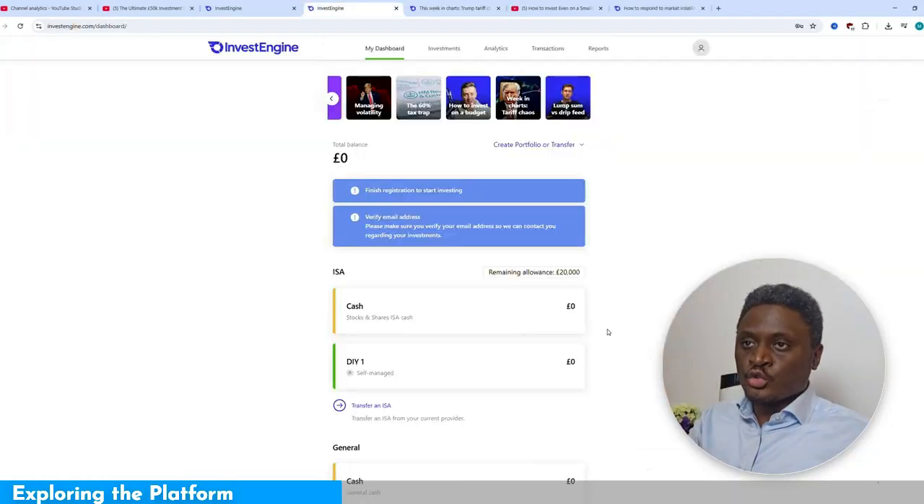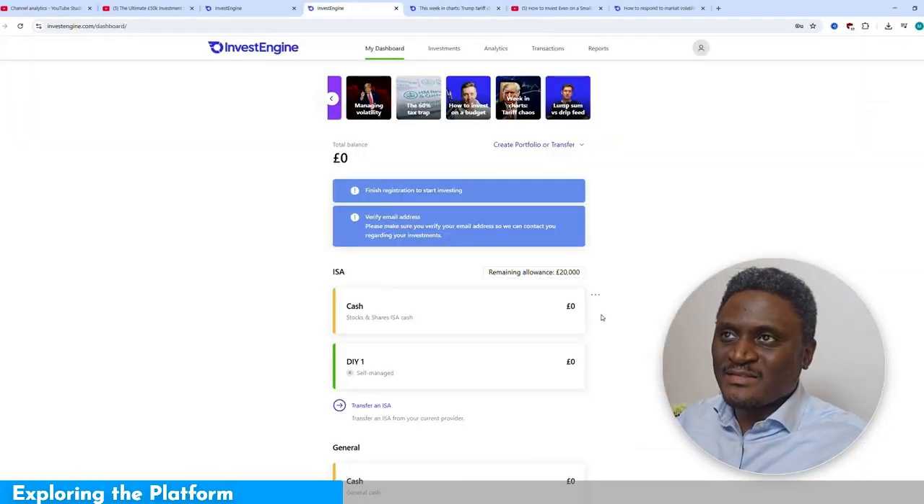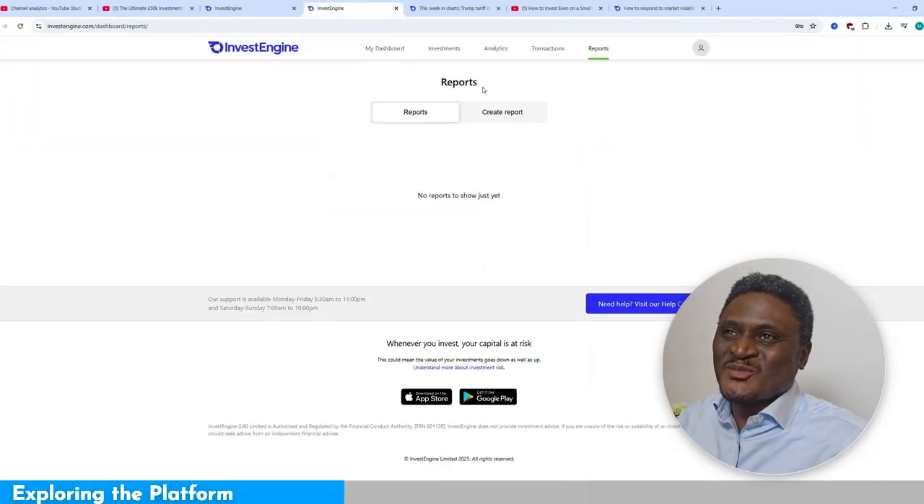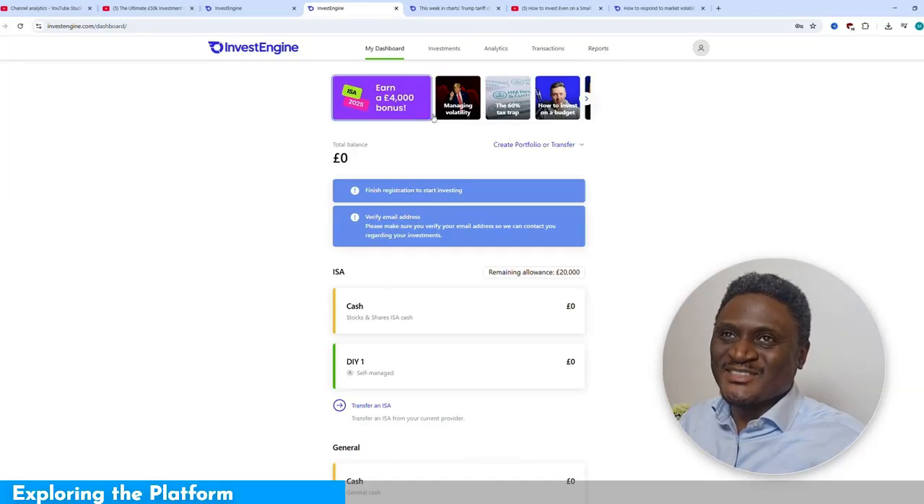I just wanted to show you how easy it is to open an account and navigate InvestEngine. Like, it's so straightforward. It's so straightforward. Just navigate along the top, and that's it.